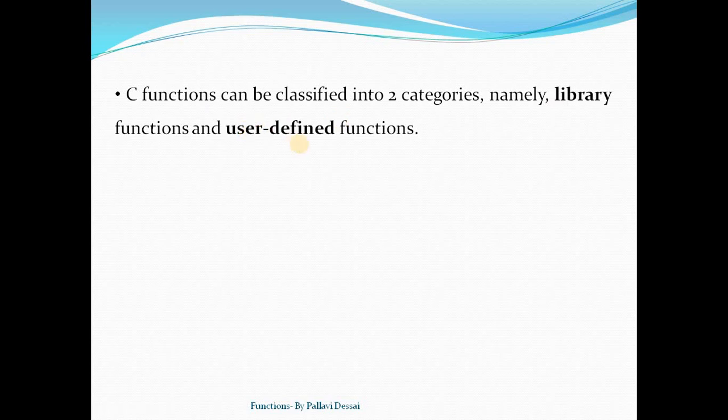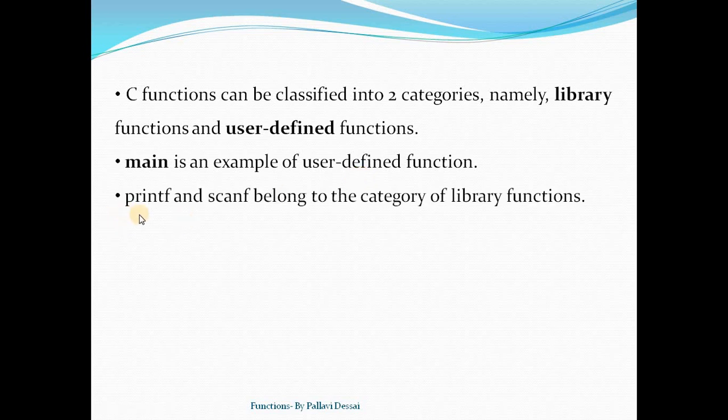So in C programming language, there are two types of function. One is the library function and the other is the user-defined function. The functions which are written by the programmer or the user are known as user-defined functions. In a C program, we write the main function. So main becomes a user-defined function. Printf and scanf belong to the category of library functions.